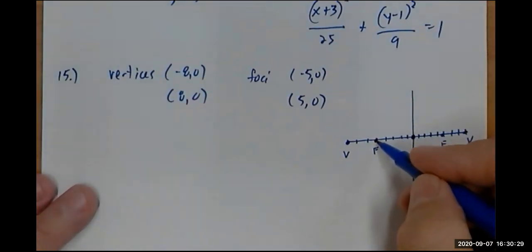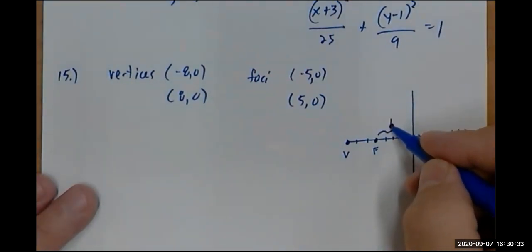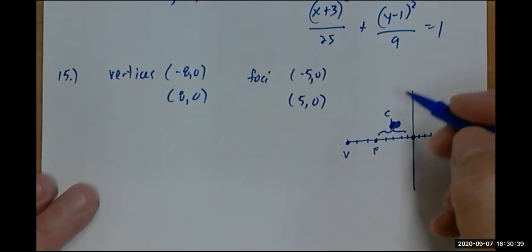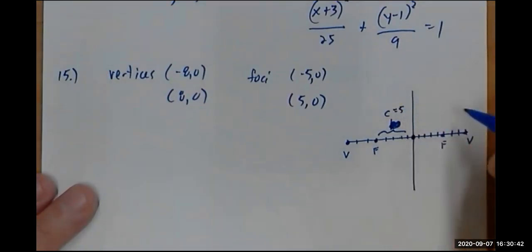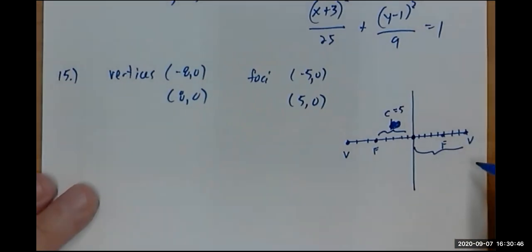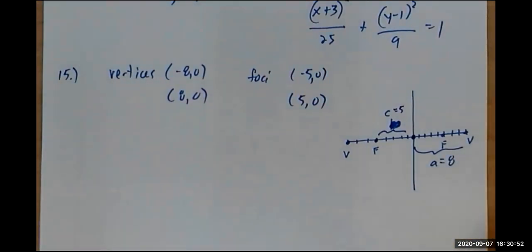Distance from the center to a foci is actually B. No, it's not, it's C. C is the distance from the center to the foci, which is going to be 5. From the center to the vertex, that's A. Looks like A is 8.